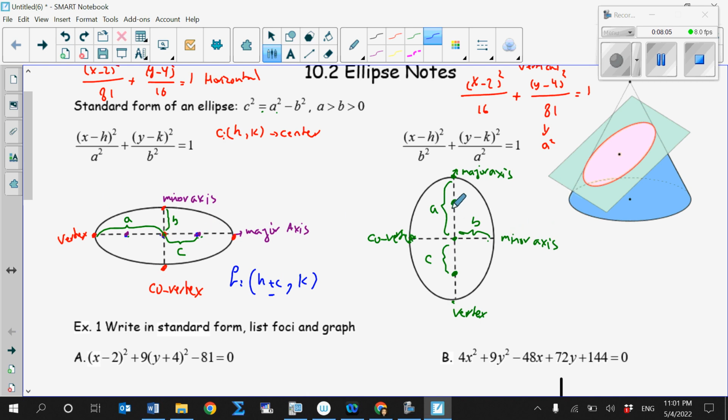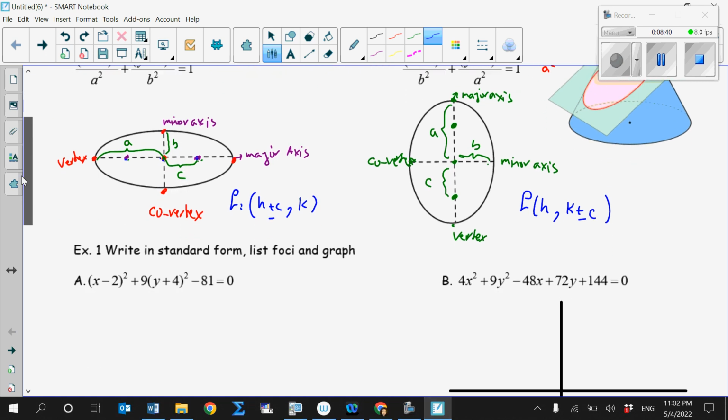Now, how do we find the focus point for a vertical ellipse? As you see, the focus points are vertically aligned with the center. That means the x coordinates of all of these are the same, but the y are different. Y is minus C and plus C. So the focus point in this case will be H is the same, it doesn't change, but the K is going to change. The Y value is going to change. That's plus and minus C. So this is how you find the focus points.